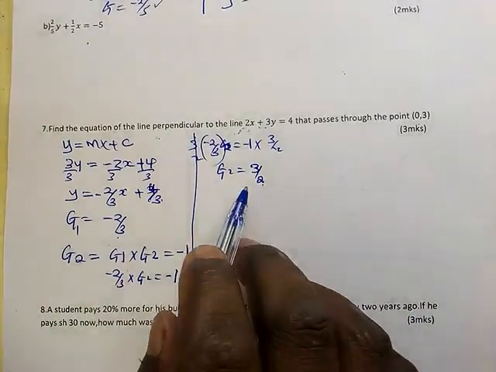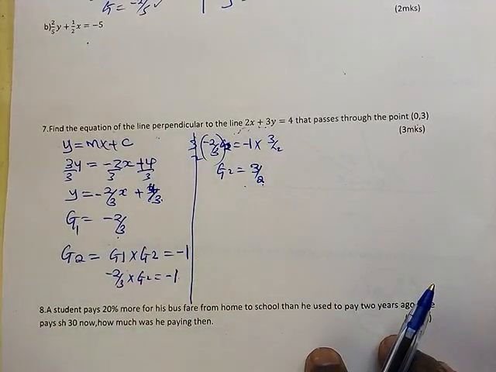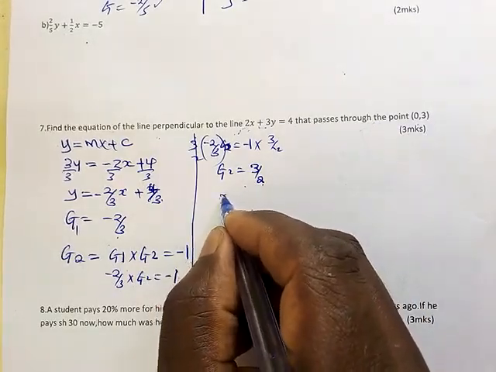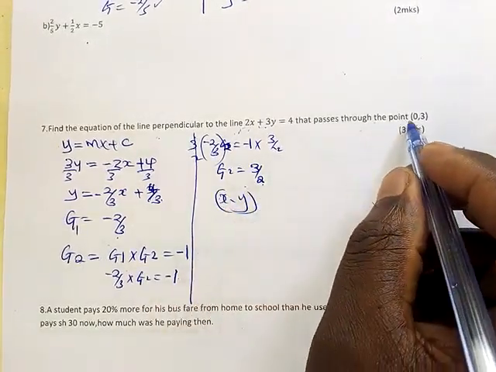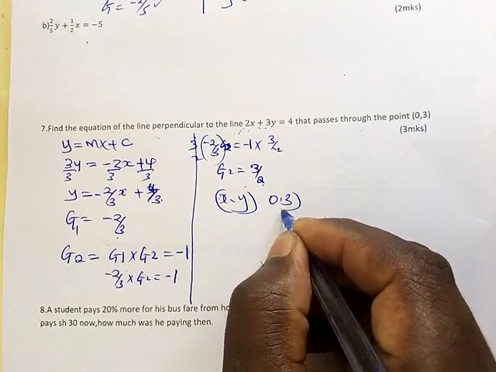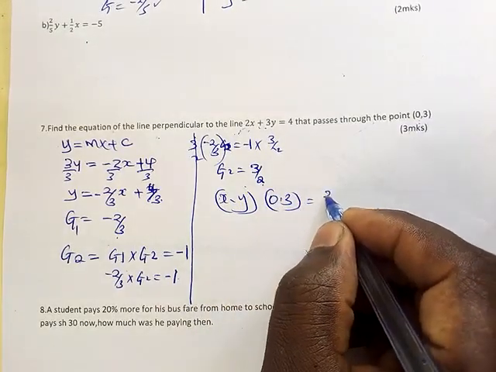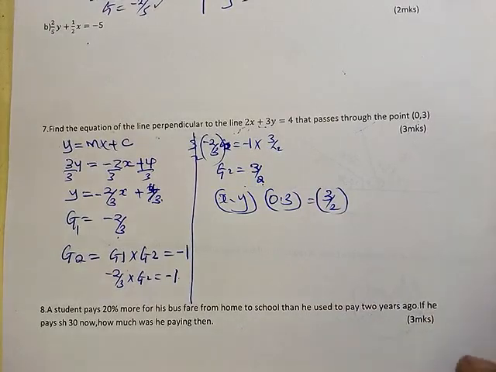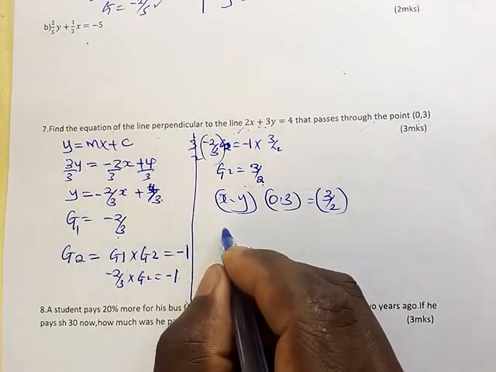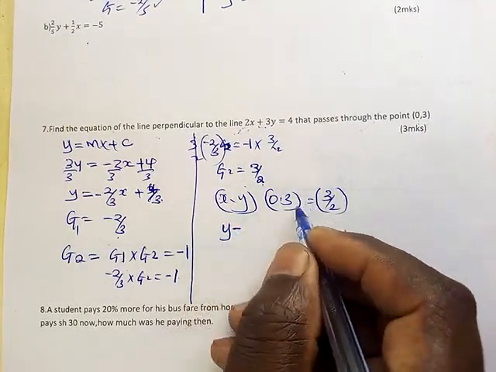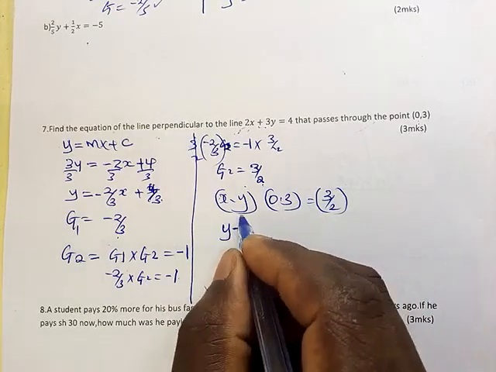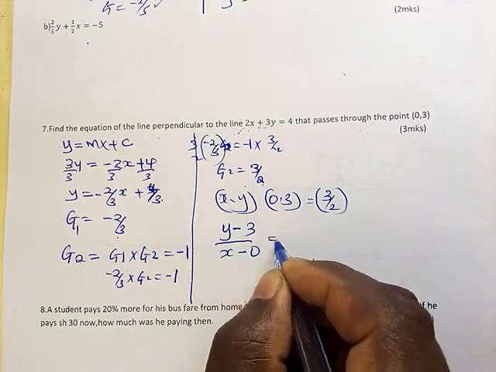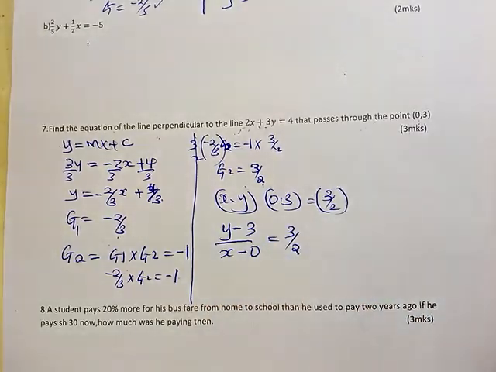Now we have the gradient of line 2 because they are perpendicular. The general point is (x, y). We have this point here, (0, 3), and the gradient is 3 over 2. So we can now get the equation. We know the gradient is equal to change in y over change in x. So y minus 3 over x minus 0 is equal to 3 over 2.